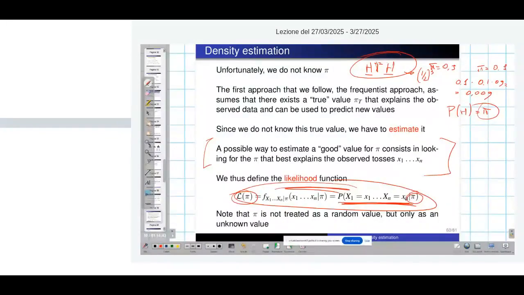So it's a function of pi, and it's computed as, if pi is the parameter, the probability of the tosses when computed with that value of the parameter. So in this case, this would be a product of Bernoulli densities, since they are independent.